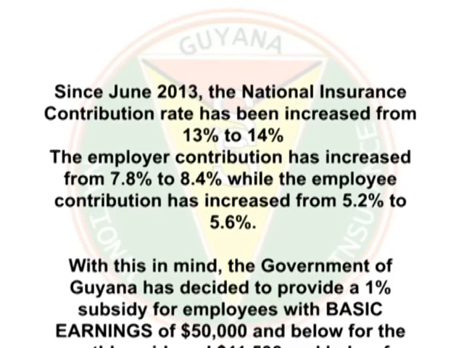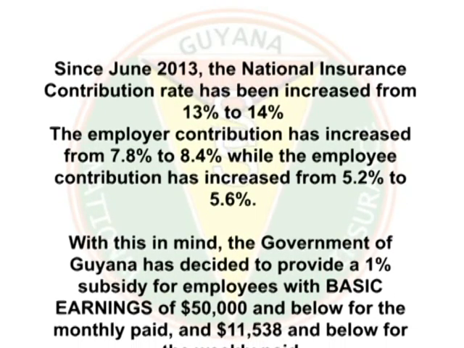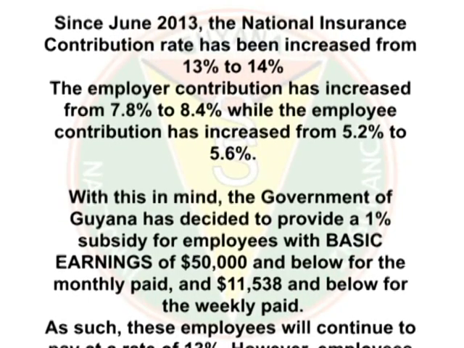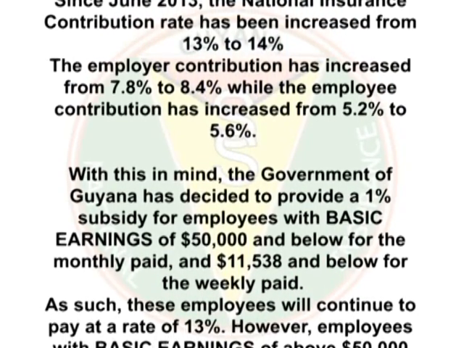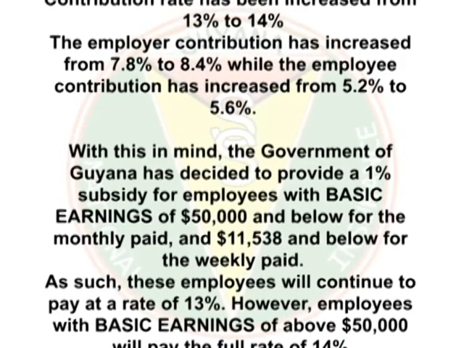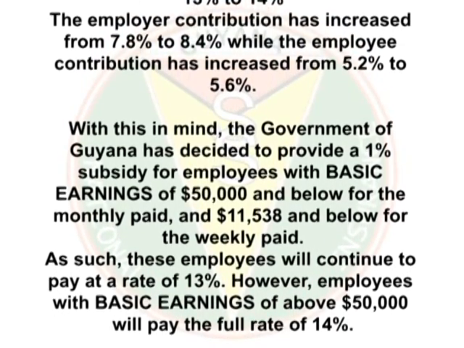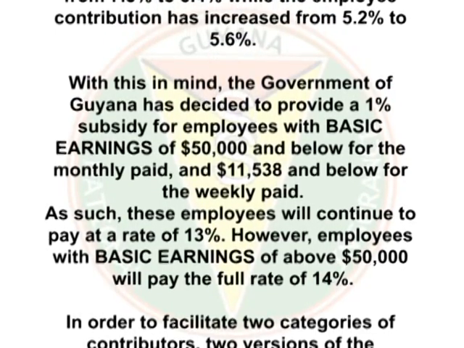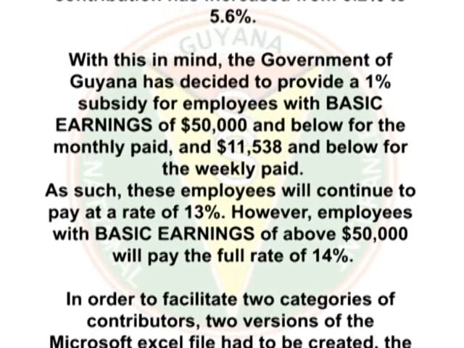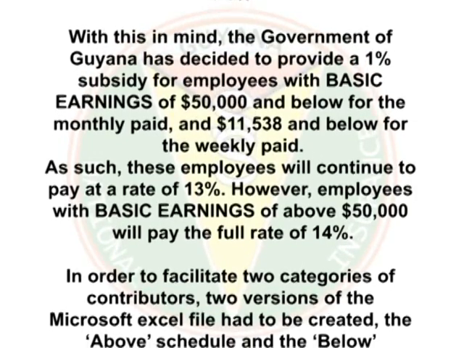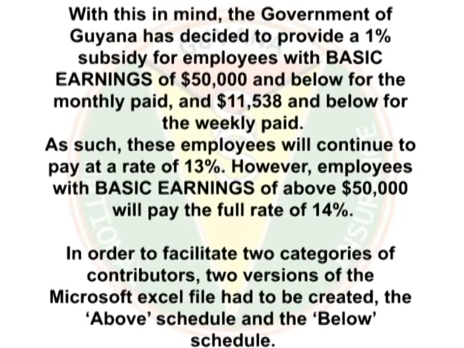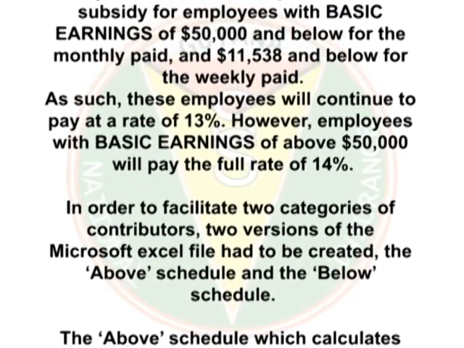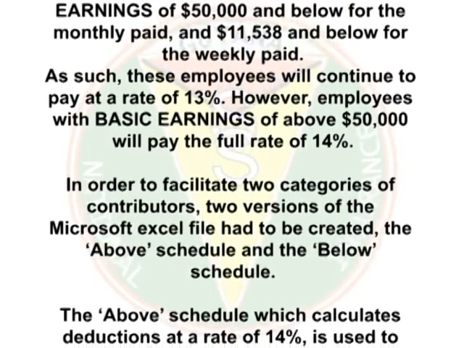With this in mind, the government of Guyana has decided to provide a 1% subsidy for employees with basic earnings of $50,000 and below for the monthly paid, and $11,538 and below for the weekly paid. As such, these employees will continue to pay at a rate of 13%. However, employees with basic earnings of above $50,000 will pay the full rate of 14%.